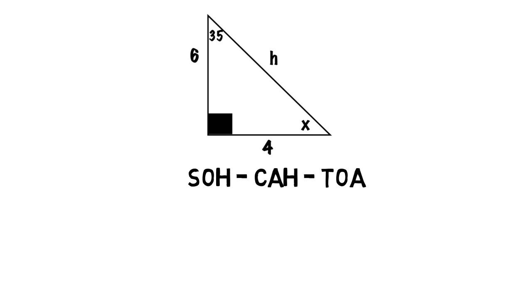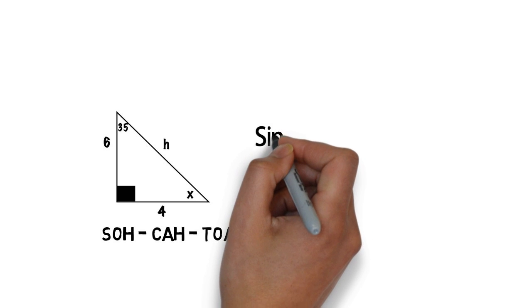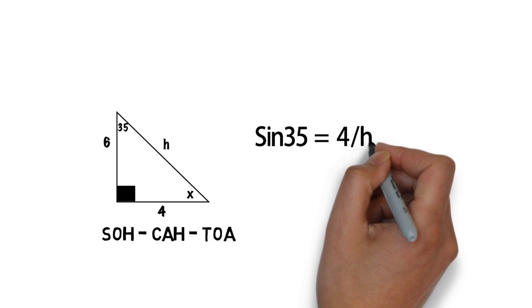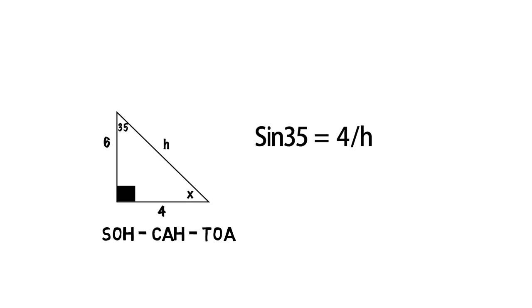First, we'll use sine to find the missing leg h. We know one angle, 35. So, the sine of angle 35 is 4, the opposite to the angle that is 35 degrees, over h. So we write sine 35 equals 4 over h.